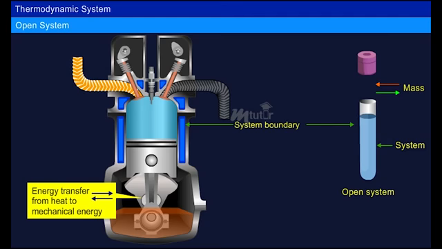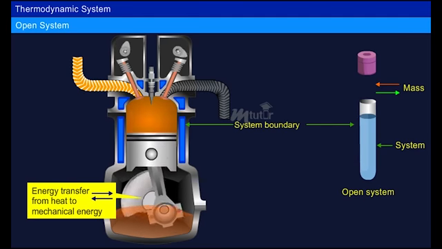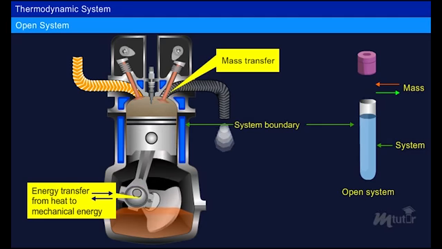Open system. After compression and expansion processes, the exhaust valve opens and both mass and energy transfer take place. In an open system, as both mass and energy transfer take place, it is also called control volume process. Thus, the exhaust stroke of an IC engine can be called an open system.